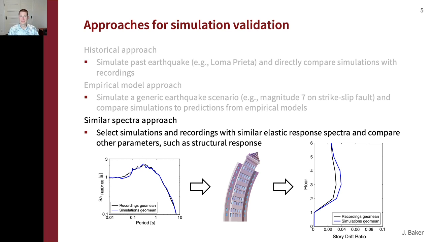Okay, so that's the first message, just those three approaches for simulation validation. They each have advantages and disadvantages. And importantly, the first two versus the third are really aimed at different aspects of the engineering use of the simulations. And so doing an empirical model comparison of the amplitudes of ground motions produced by simulations doesn't really give me much information about whether those same simulations would be suitable for response history analysis.